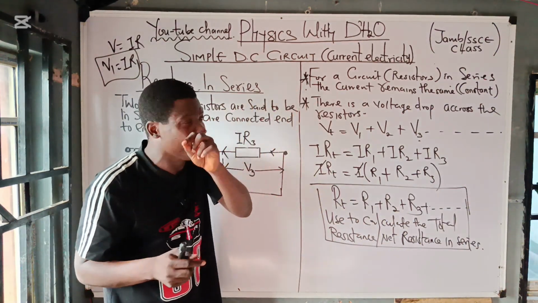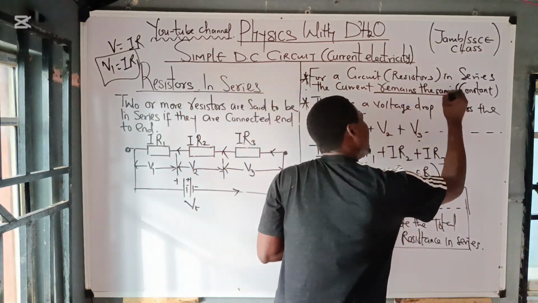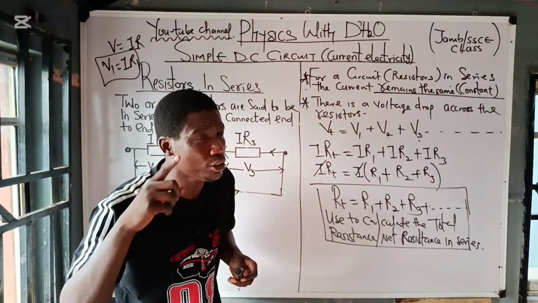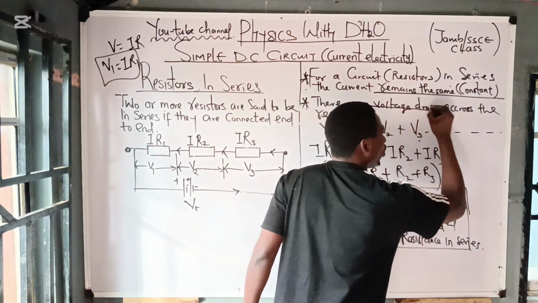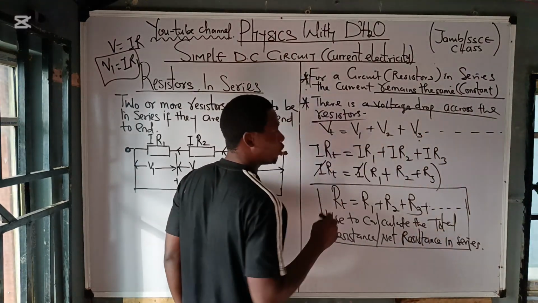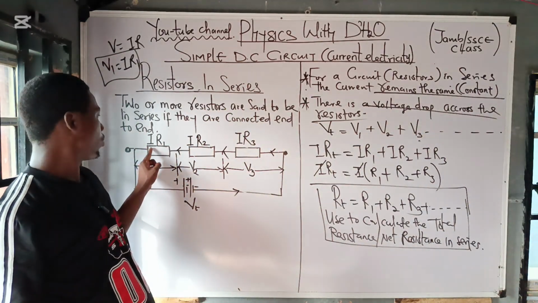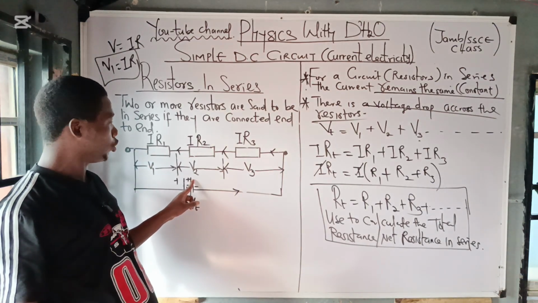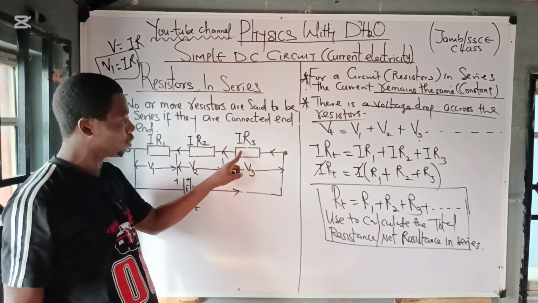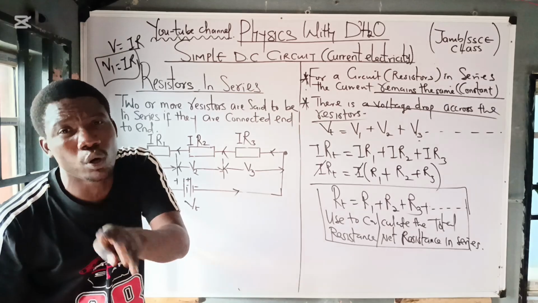Get this. For a circuit in series, the current remains the same. For a circuit in series, there is a voltage drop across the resistors, so the voltage is not the same. If you define the voltage here as V1 equal to I R1, voltage here V2 equal to I R2, voltage here V3 equal to I R3, this must be noted.